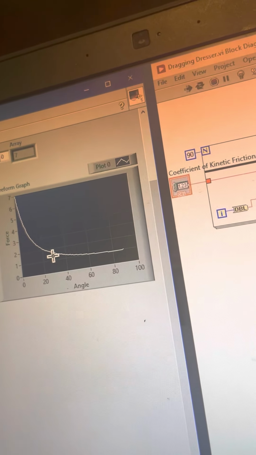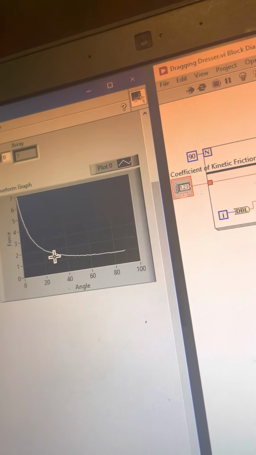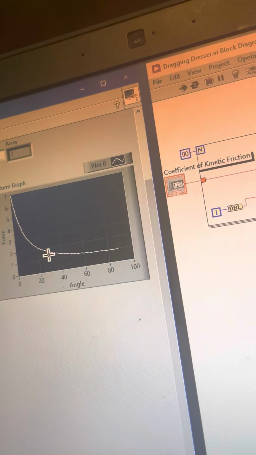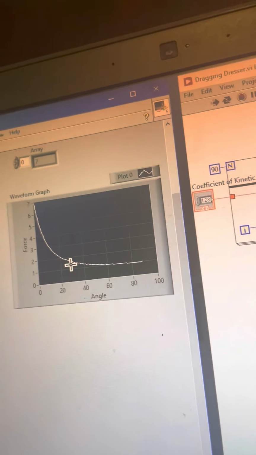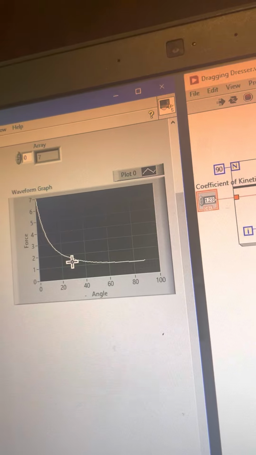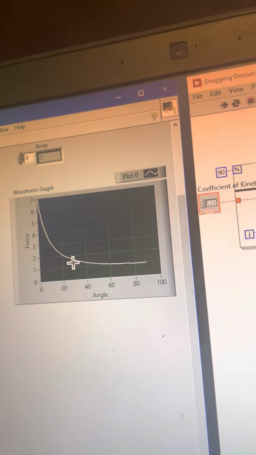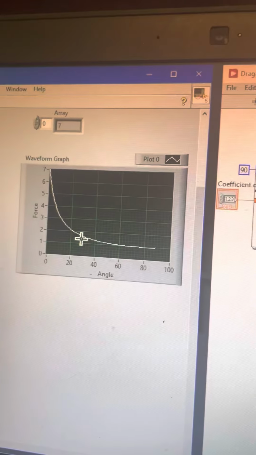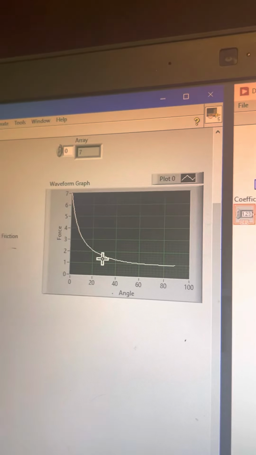So it would be around 1. It would take around 1 Newton of force. That's 1 Newton of force, the minimum magnitude force required to drag a dresser at constant velocity. That took a lot longer than expected to explain, but that is the program that's running.